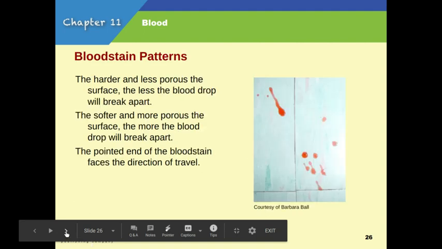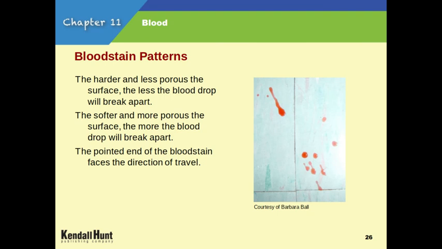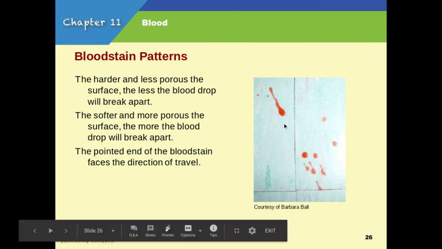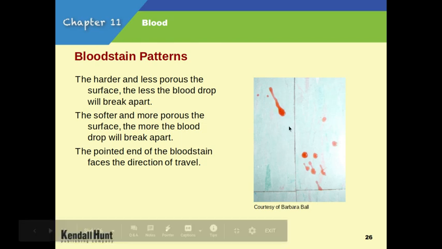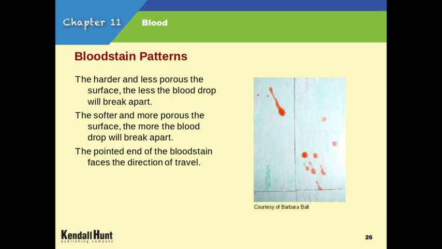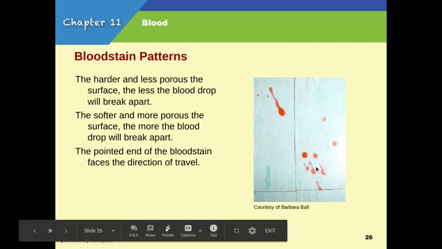Okay, blood patterns. The harder and less porous the surface, the less the drop breaks apart. It's going to stay more clumped together, so you're going to get less of the spines or the tails. Softer surfaces will make it break apart. The end point, again, shows the direction that the blood traveled. So all of these blood drops, see the endpoints are here and here and here. So all this blood was coming from here, traveling in this direction. And we're going to show you how that works.